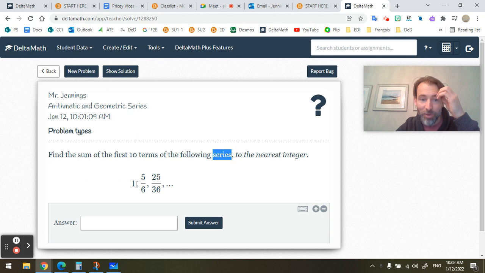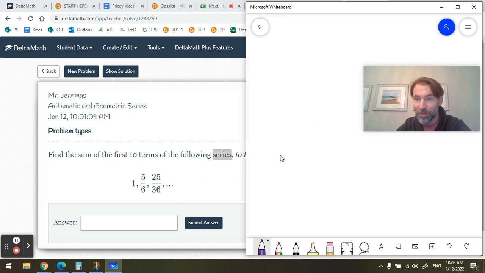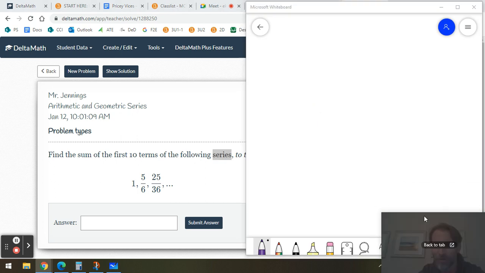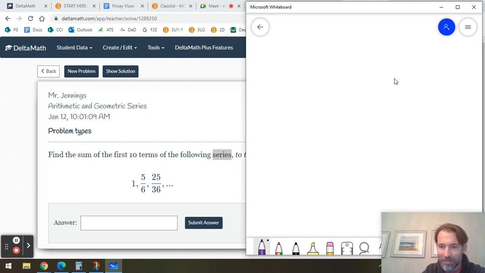Aha! If I multiply 1 by 5 over 6, I get 5 over 6. If I multiply 5 over 6 by 5 over 6, I get 25 over 36. Okay, so it's a geometric series. It's working by multiplication, in other words. That's what we're looking for. So let's analyze it, and then we can find the sum of the first 10 terms.